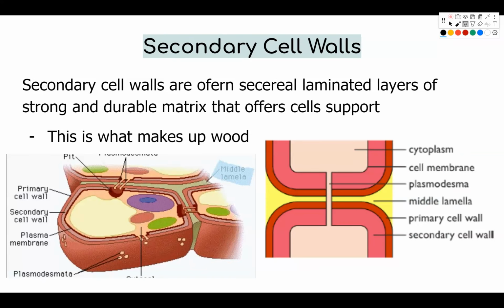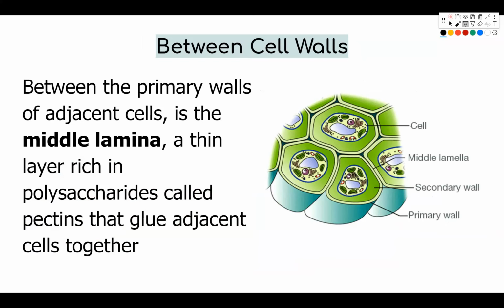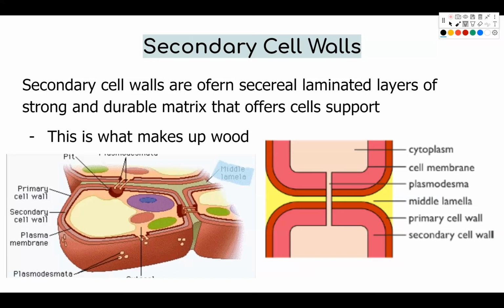Our secondary cell walls are often several layers of a strong and durable substance, and this is how we get substances like wood. When we cut down a tree and turn it into furniture, right? Or we burn it. What we are burning is not the cells of that tree. Those cells have long died. What we are actually burning is this secondary cell wall.